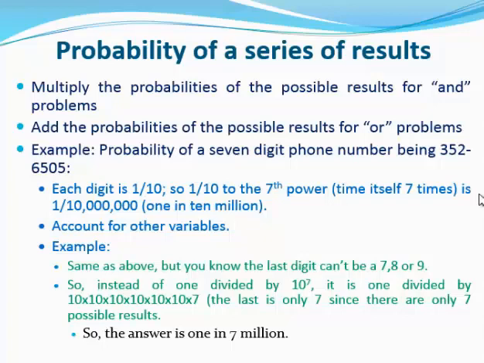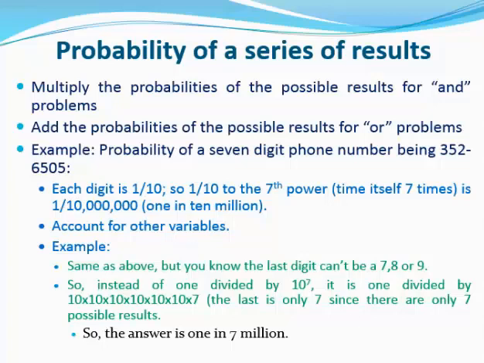Each digit, let's say the first digit, what are the odds of it being a 3? 1 in 10, because a 3 is one number out of 10 possible numbers. Same thing with all the rest of the numbers, the 5, the 2, the 6, the 5, the 0, the 5. So each digit is 1 in 10, so it's really 1 in 10 times 1 in 10, seven times, because there are 7 numbers. So it's 1 over 10 to the 7th power, and if you multiply that out 7 times, it would be 1 in 10 million.